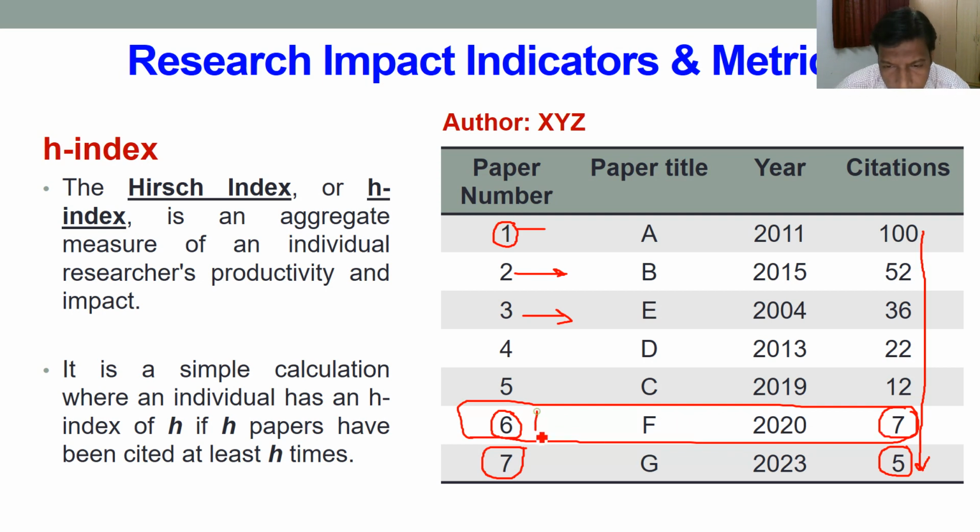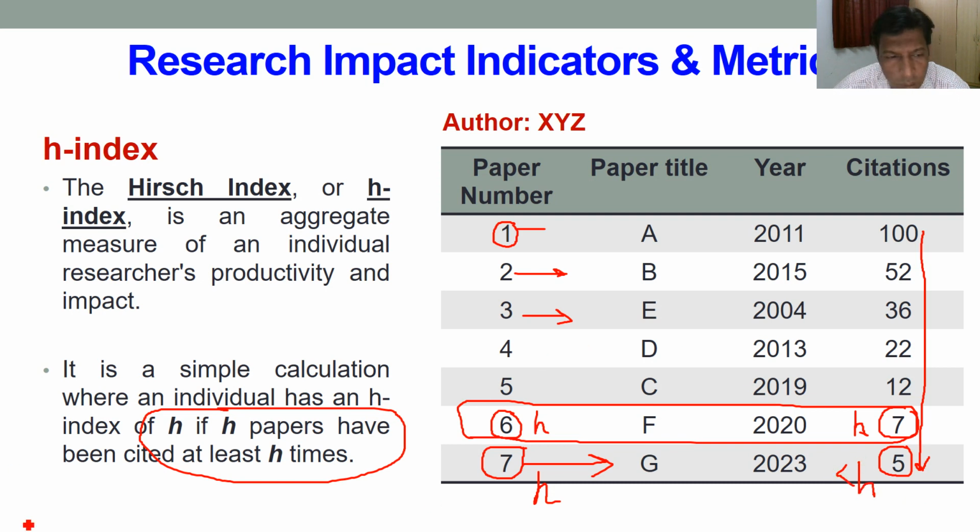H number of papers has got H citations. That is the meaning of this statement. So if the paper number is 6 and that paper has got 7 citations, it means more than the paper number. But in the last row, the paper number is 7 but citations are 5. It means here this H is not equal to this citation, it is less than H.